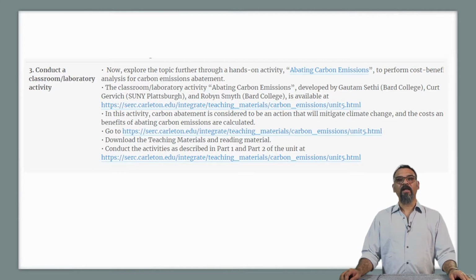In this activity, carbon abatement is considered to be an action that will mitigate climate change, and the cost benefits of abating carbon emissions are indeed calculated. All instructions of how to use this are provided in this particular link. There is teaching material that you can download, associated reading material, and the activities that you can conduct in your classroom are also shown here.